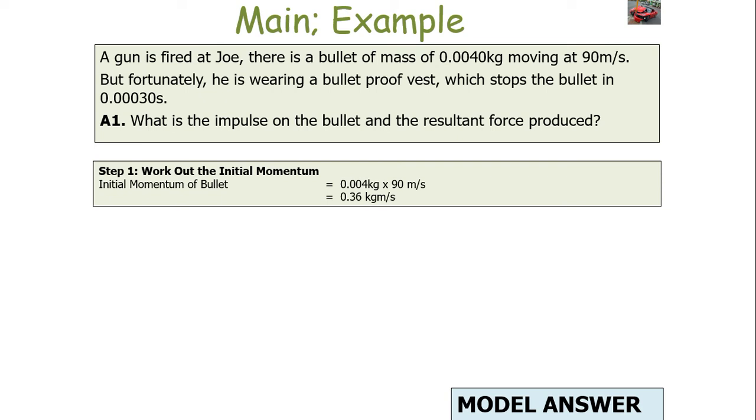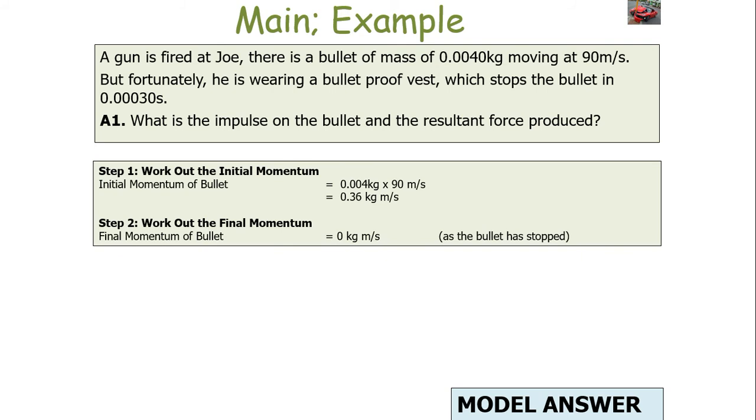Well, in these types of questions, you always carry out the same steps. Step 1, work out your initial momentum. We know momentum is mass times velocity, so you do the mass of the bullet times the velocity at which it was moving, and we get 0.36 kilogram meters per second. We then work out the final momentum of the bullet. We know it's going to be 0 because it stopped moving, it's in the vest.